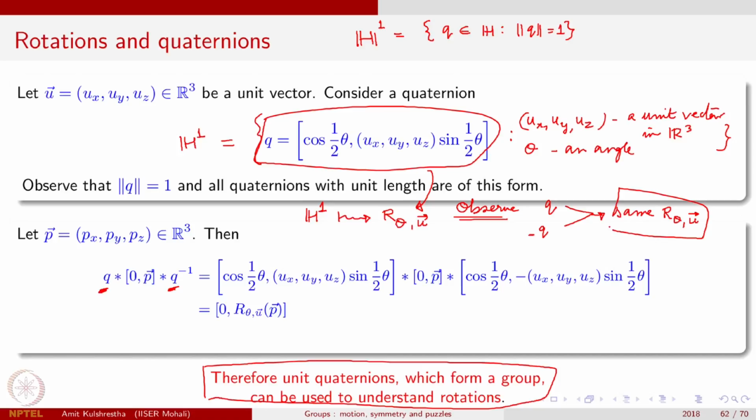So therefore, from H1, I can think of a map to the group of rotations SO3. And what is the property of this map? The property is that two different elements go to the same rotation. So this is what is called a two-fold cover of SO3.